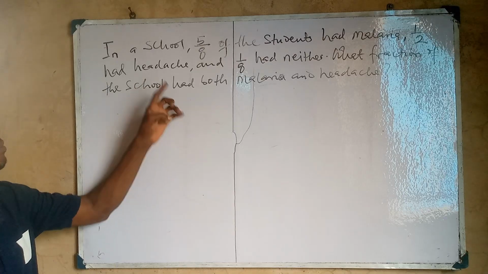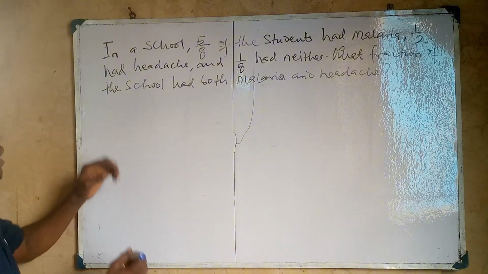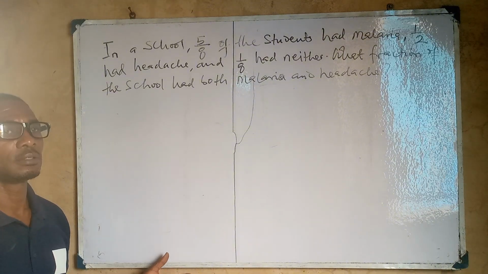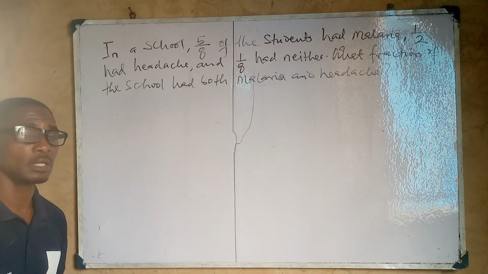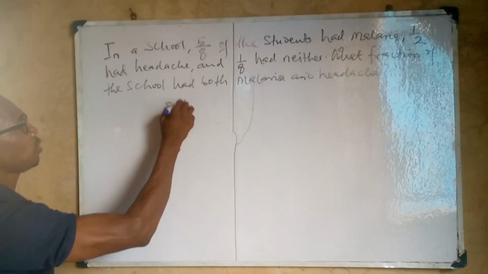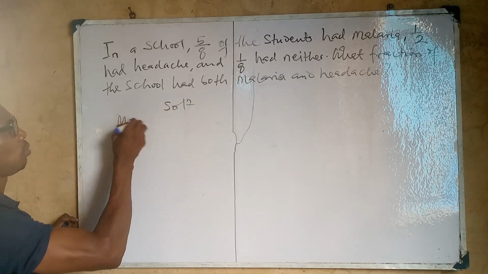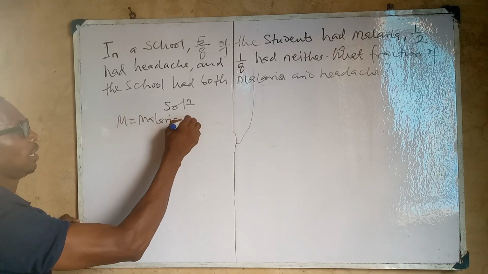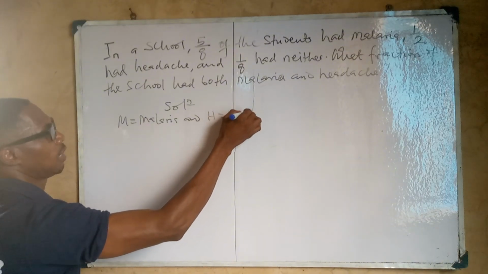So let's take a look at this. In a school, 5/8 of the students had malaria, and half had headache, and 1/8 had neither. All right. What fraction of the school had both malaria and headache? Simply put, this is the way we go about it. Let m be the number of those who had malaria, and h for headache.